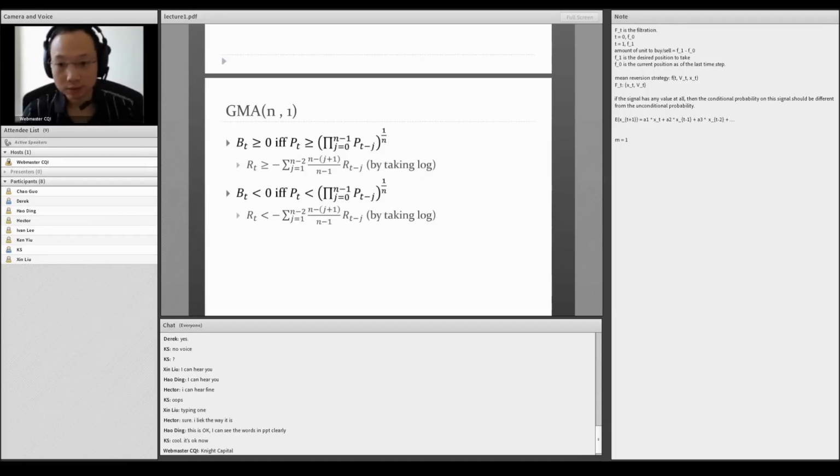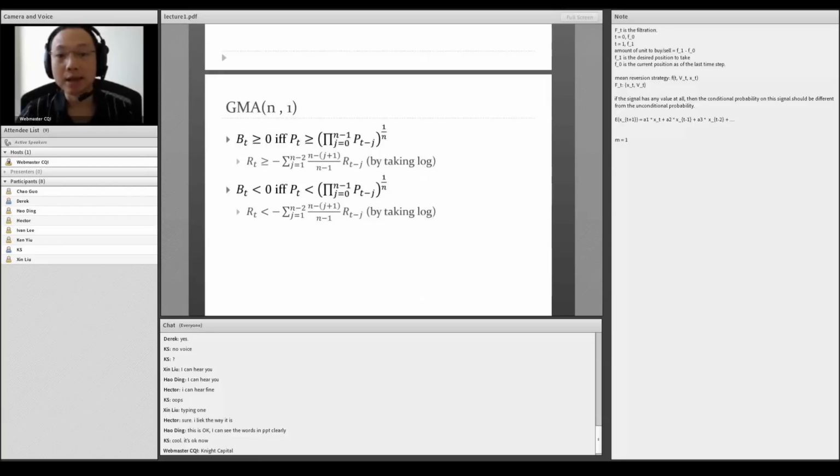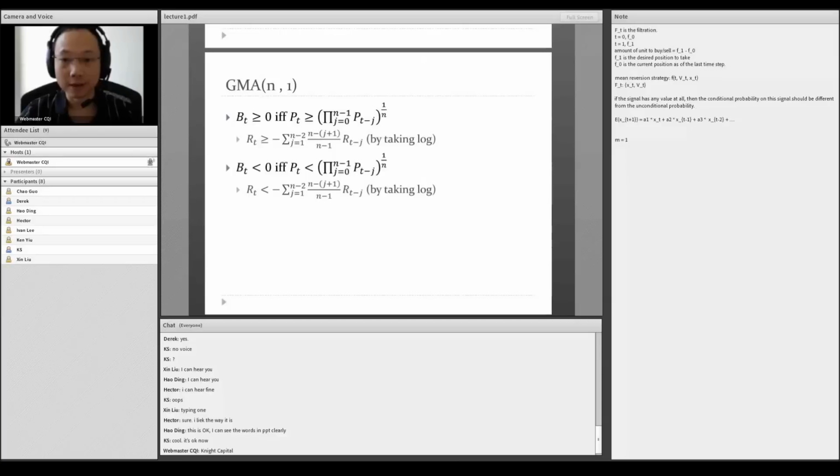So this is a critical step, that we are now able to write down the strategies in terms of returns instead of in terms of prices. So it's very important. This is why we want to use GMA instead of AMA. Now the strategy just says that if the current return is bigger than some sort of weighted average of the historical returns, or the last n days' returns, then we buy, otherwise we sell.